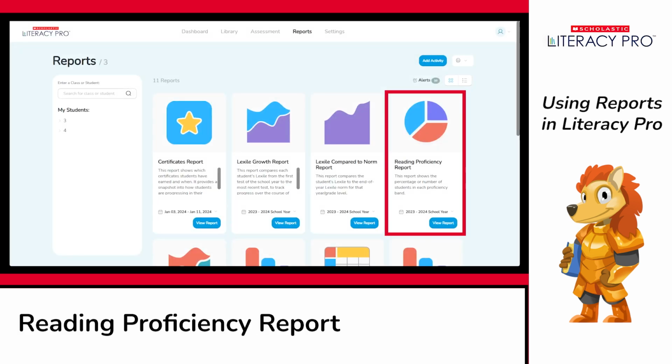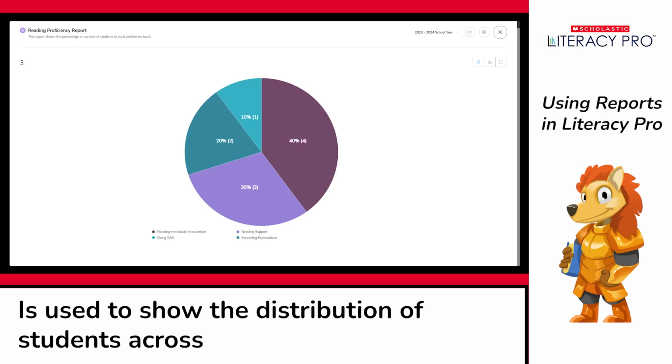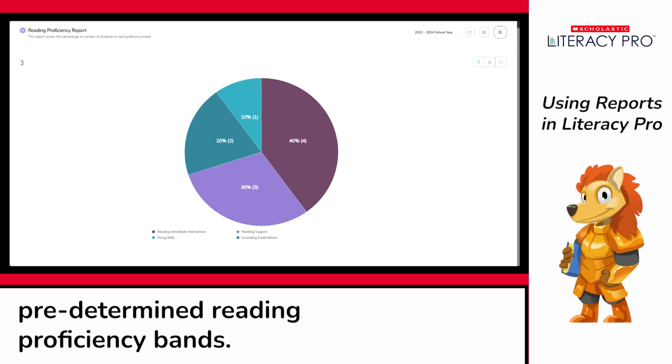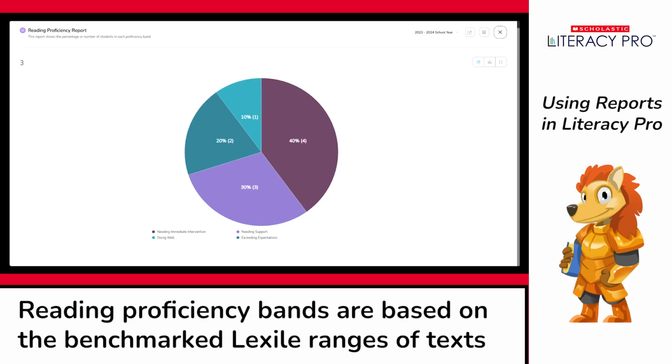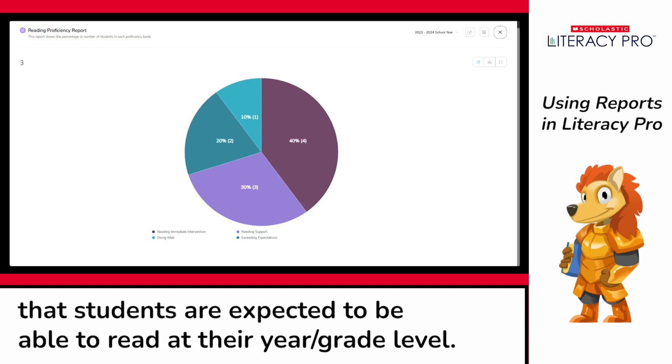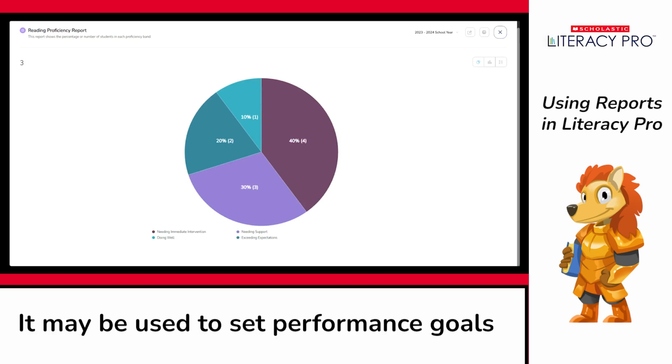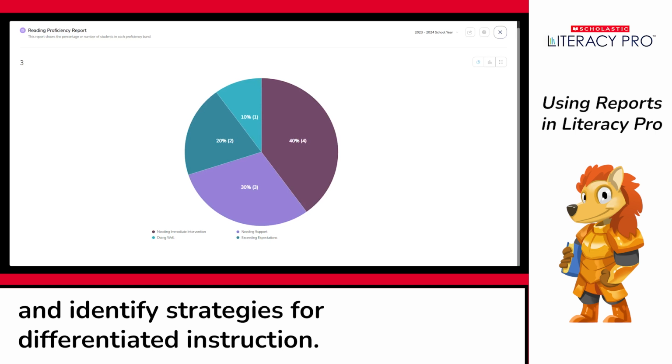Reading Proficiency Report is used to show the distribution of students across predetermined reading proficiency bands. Reading proficiency bands are based on the benchmarked Lexile ranges of texts that students are expected to be able to read at their year or grade level. It may be used to set performance goals and identify strategies for differentiated instruction.